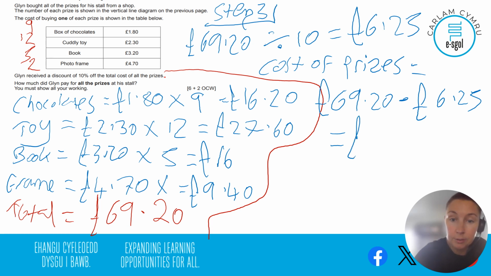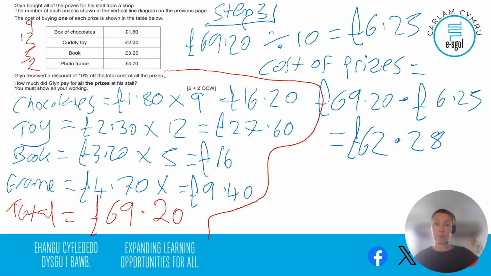Do that on your calculator and you get the total of £62.28. And that's your third and final step for that question. So again, I've labelled everything. I've put pound signs in, put the decimals, put the correct decimal places in, done step 1, 2 and 3, so that's very clear.